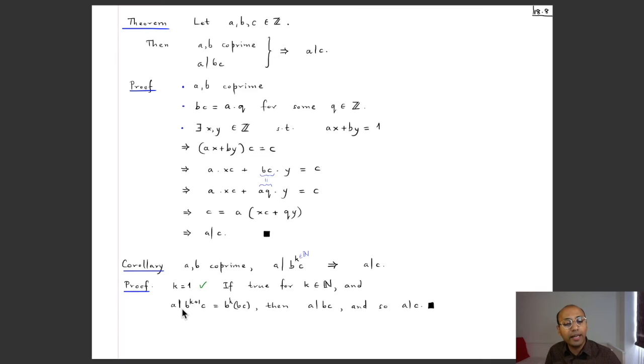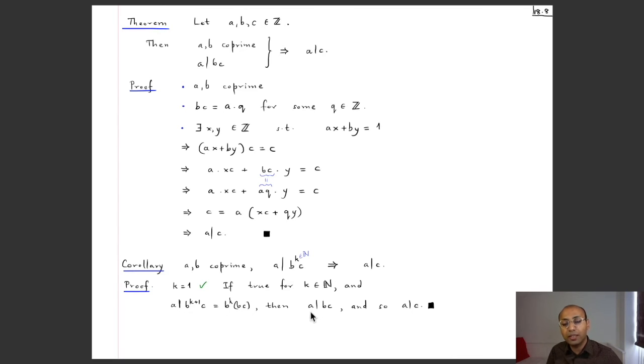So we have that A divides B to the power k plus 1 times C, and this B to the power k plus 1 times C I can write as B to the power k times BC. So by the induction hypothesis, since A and B are coprime and A divides B to the power k times an integer, we know that A must divide that integer.